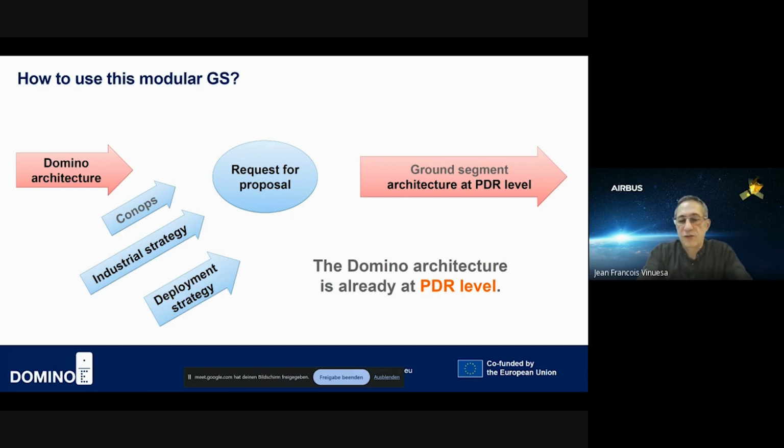And for this, we're going to send a request for proposal to the companies that we know can provide this kind of Dominos. So, yeah. And next slide, please.